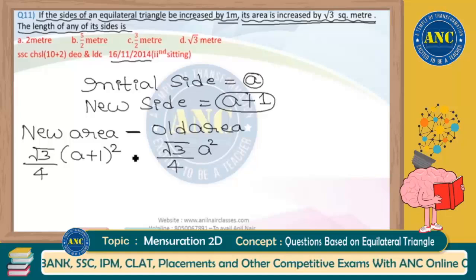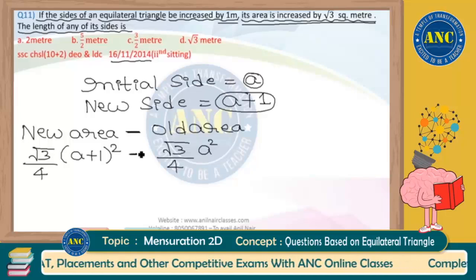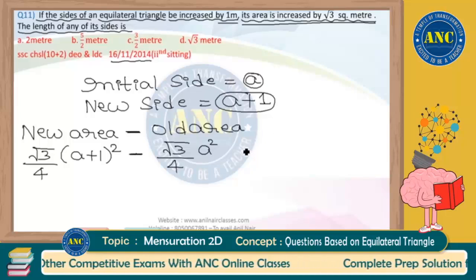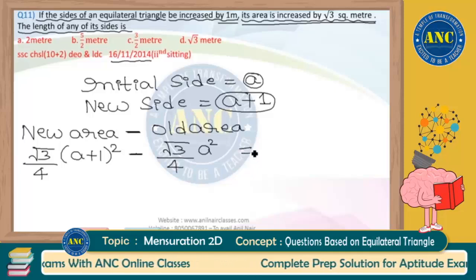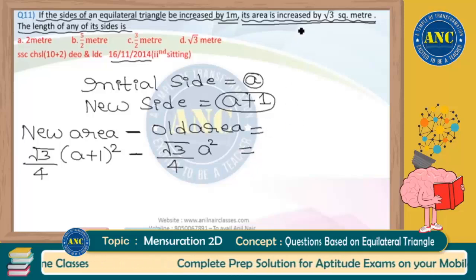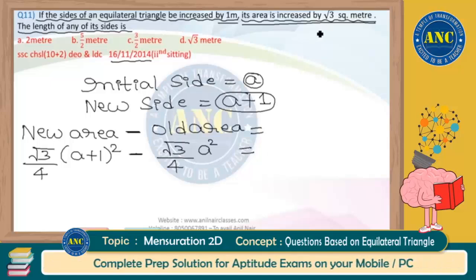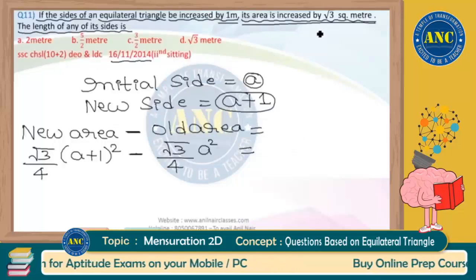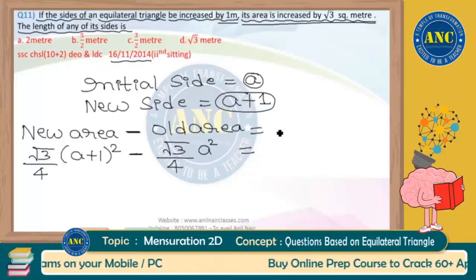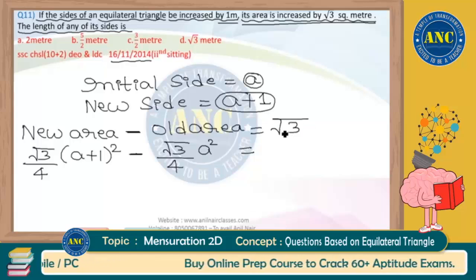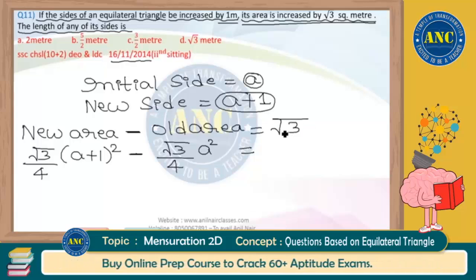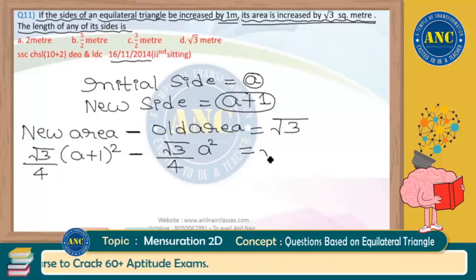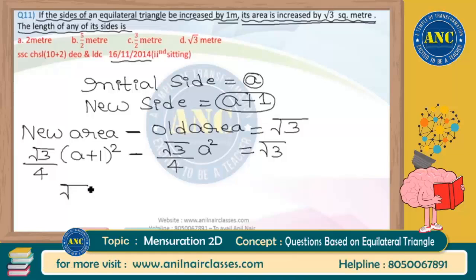If I take the difference of old area and new area, I will get nothing but how much that area is getting increased. Same like my previous explanation of what I did in terms of marks. That means area is increased by root 3, meaning the difference between the areas is nothing but root 3. Now I further need to simplify and solve it. That's all.